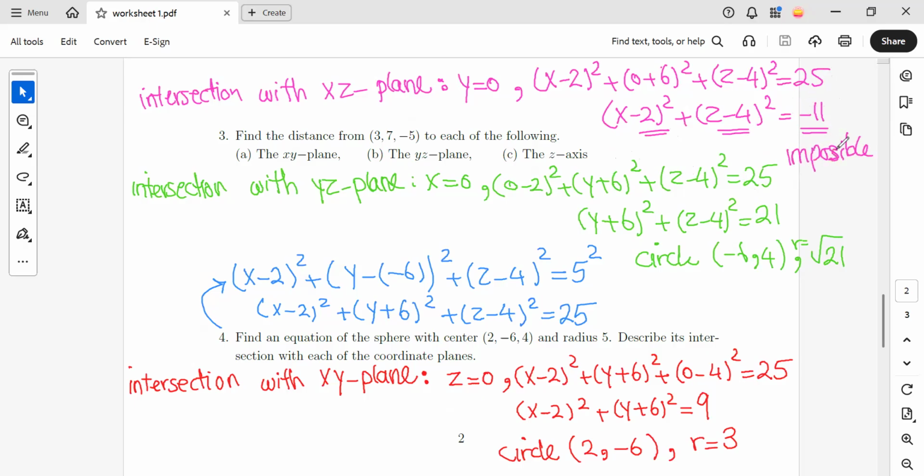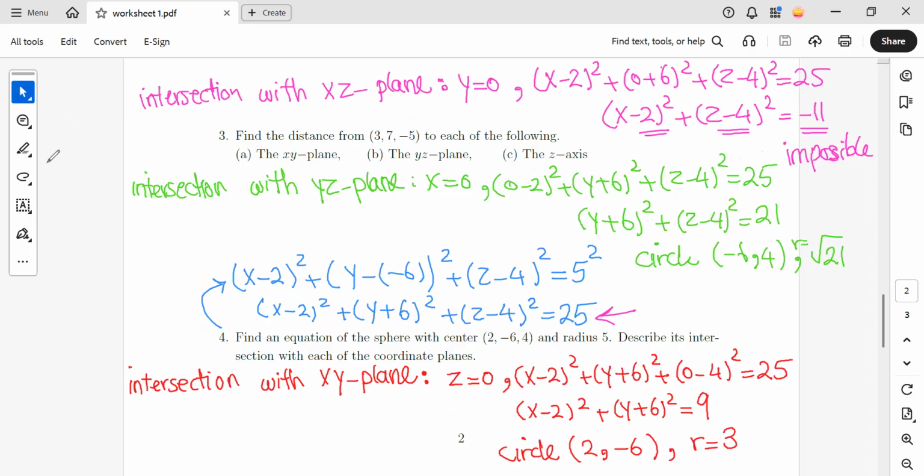So this is impossible. What does it mean when the intersection is impossible? It means that the sphere that we were talking about, the one we have the formula for, does not have any intersection with the XZ plane.